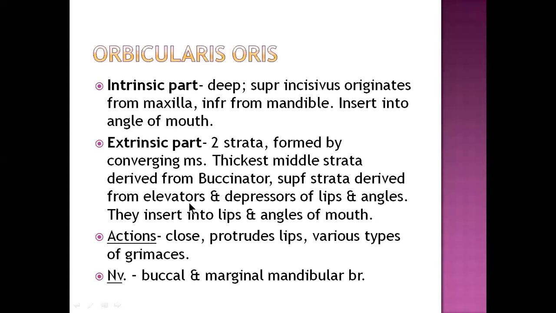elevators at the angle of the mouth, just at the upper aspect, you get the elevators like the levator labii superioris. Down the angle of the mouth, we get the levator labii inferioris. At the angle of the mouth, we get the levator anguli oris. So they insert into lips and the angle of the mouth. So these are the ascending muscles.